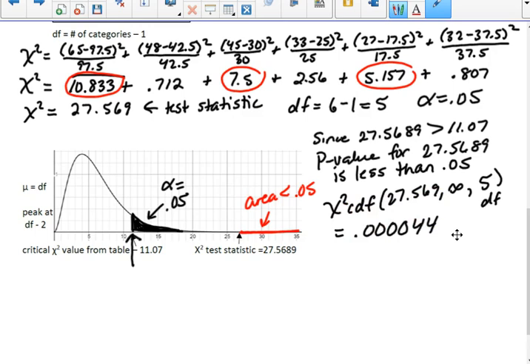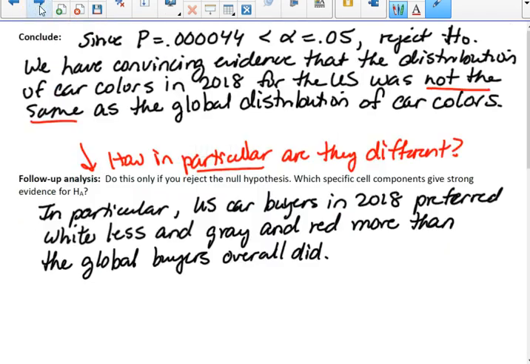There's also a way to find all of this information on the calculator, which I will show you in a minute. Okay, now how do we do the conclusion? Well, since p is less than alpha, we reject the null hypothesis. We have convincing evidence that the distribution of car colors in 2018 for the U.S. was not the same as the global distribution of car colors. So very same kind of conclusion we always do.